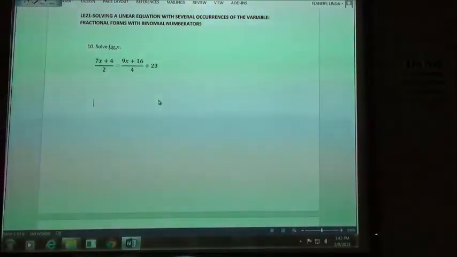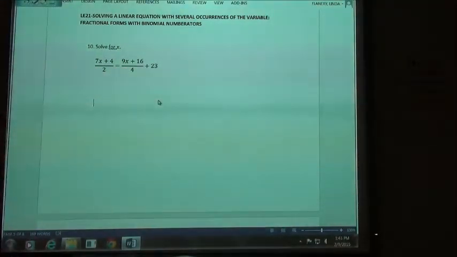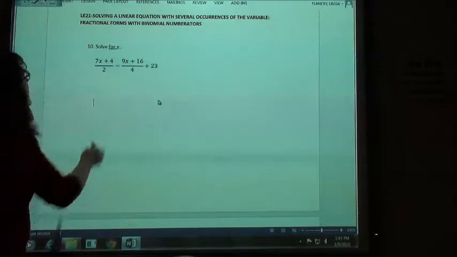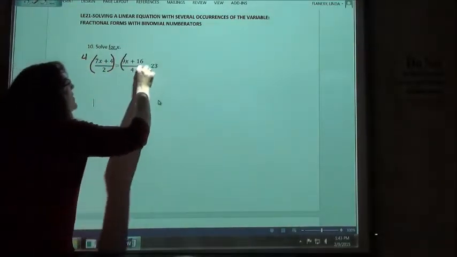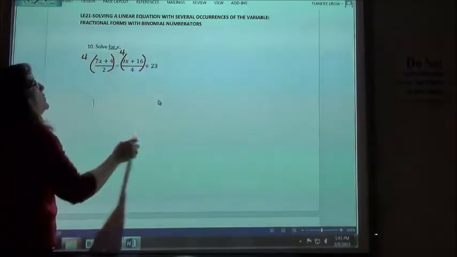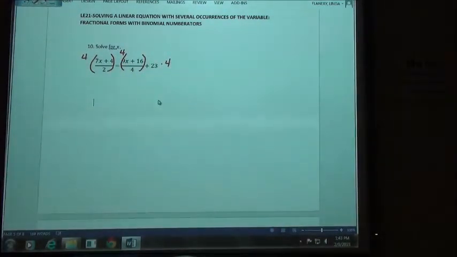All right, so number 10, we're going to multiply by our common denominator in order to get rid of the fractions. In this case, we have a 2 and a 4. So we're going to multiply everything times 4. This is all one term. I'm going to take that times 4. This is one term. I'm taking that times 4. And the 23 I'm going to take times 4 since that's one term.